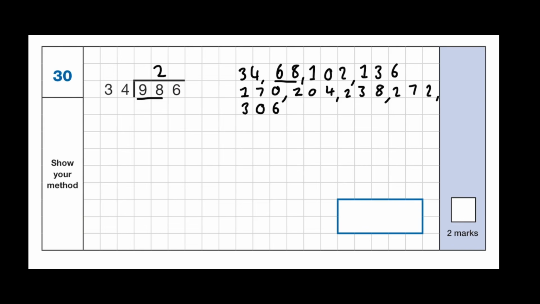Obviously we've already found out how many 34s go into that. So 986 minus 680.